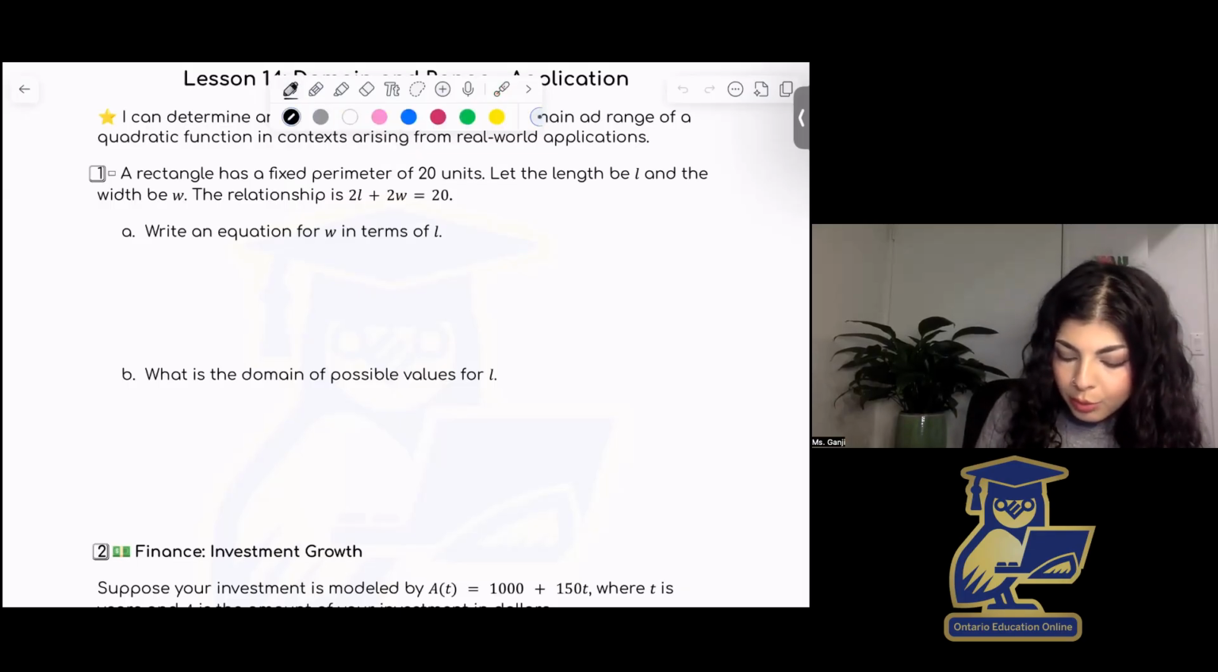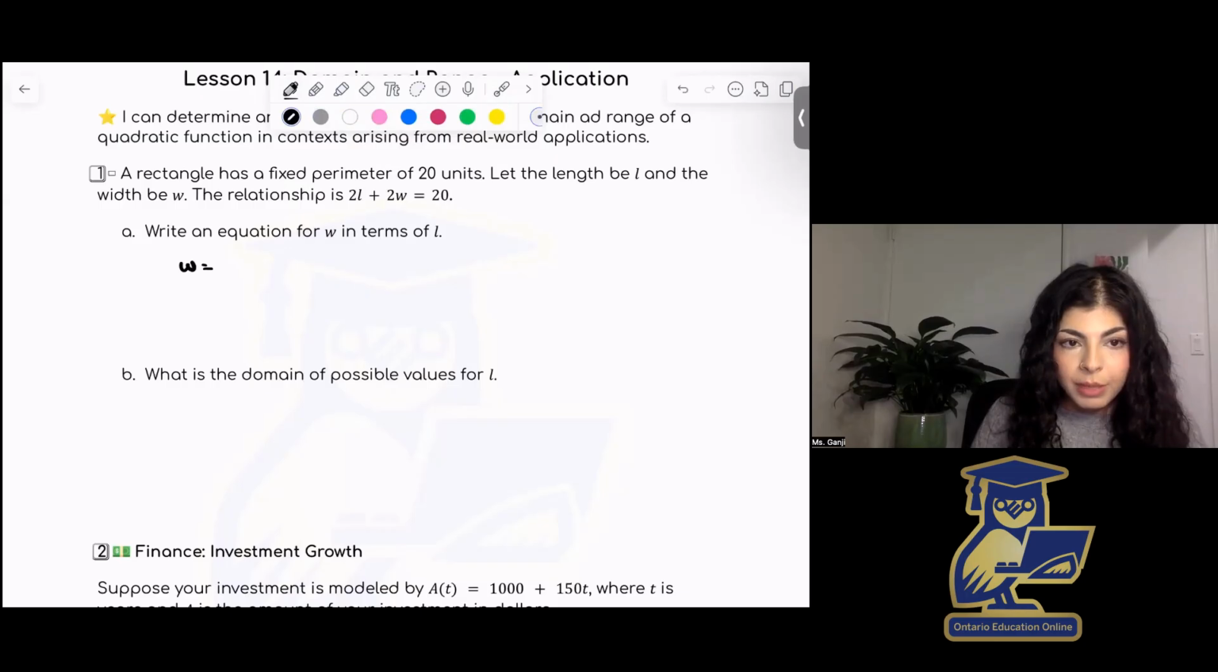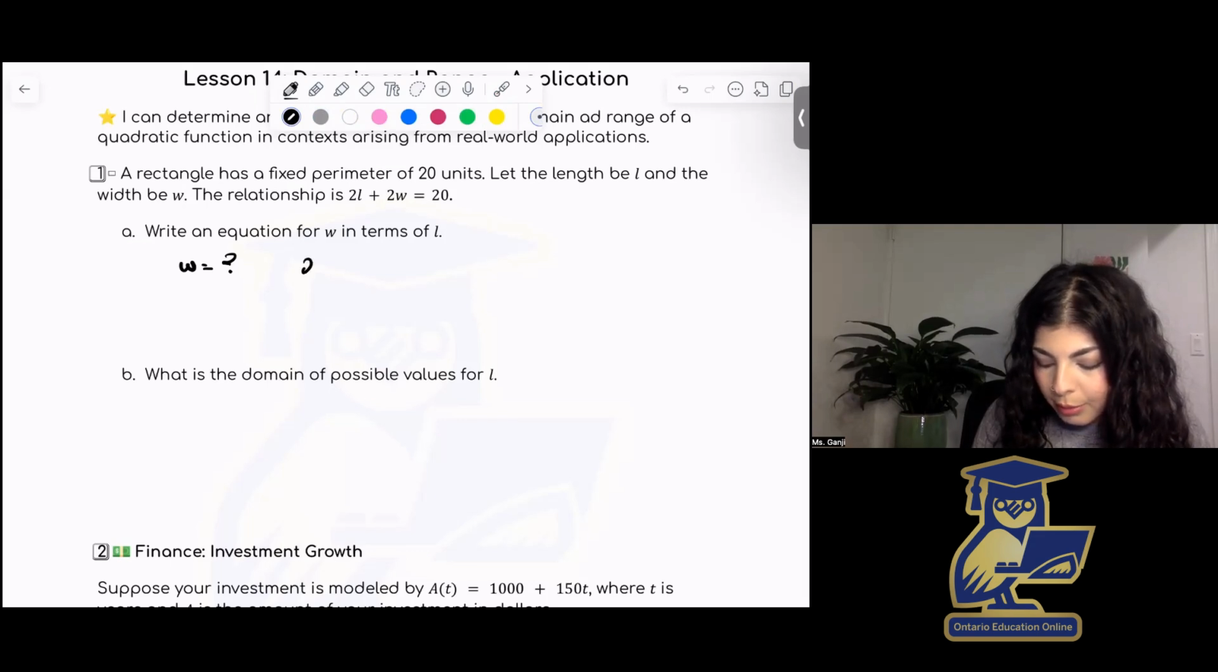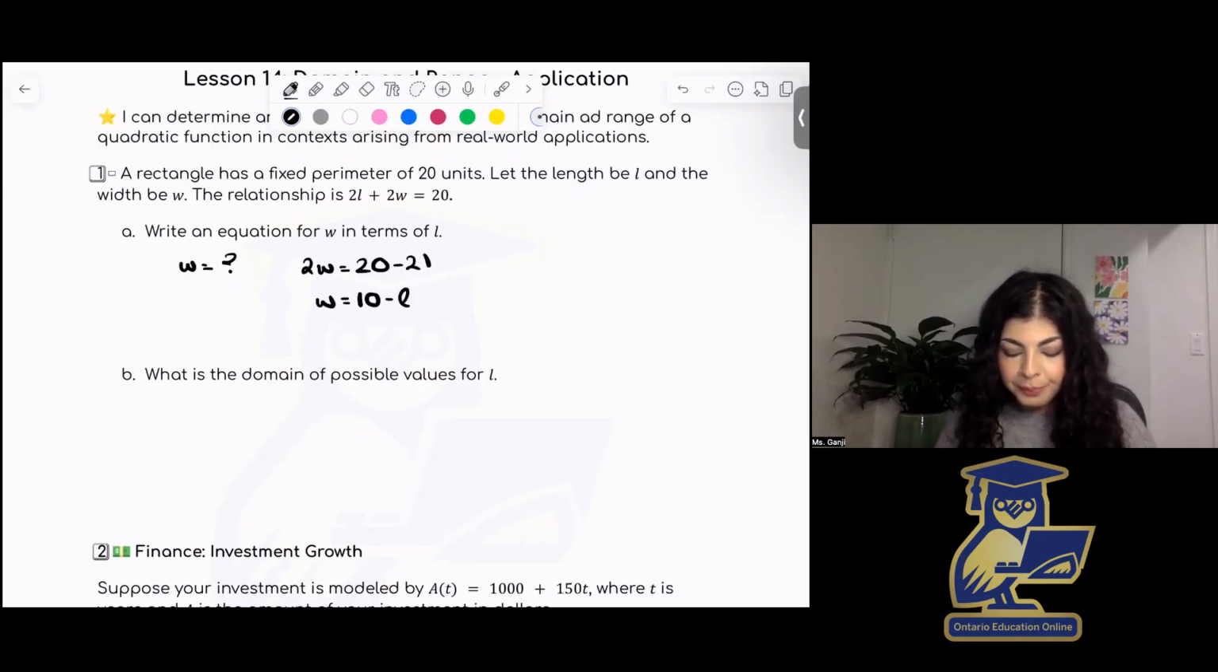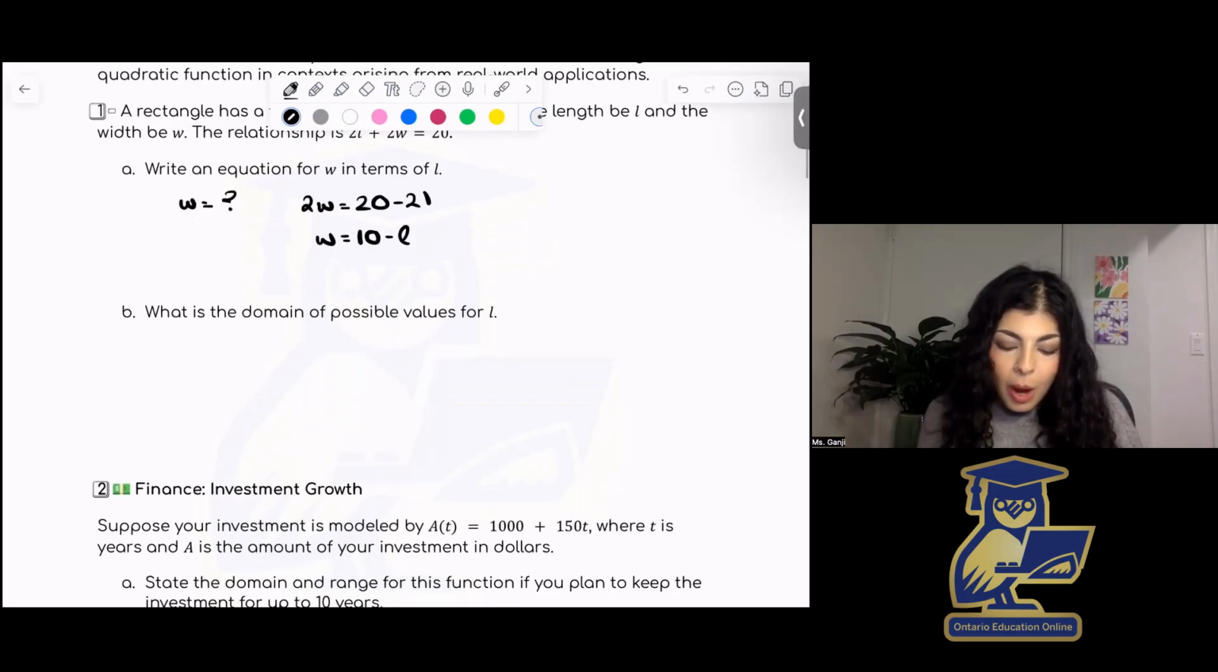So we pretty much want something to be W equals something. So we're going to rearrange. So 2W equals 20 minus 2L. And then if we divide by 2 for all terms, we get 10 minus L. Now, what is the domain of possible values for L?